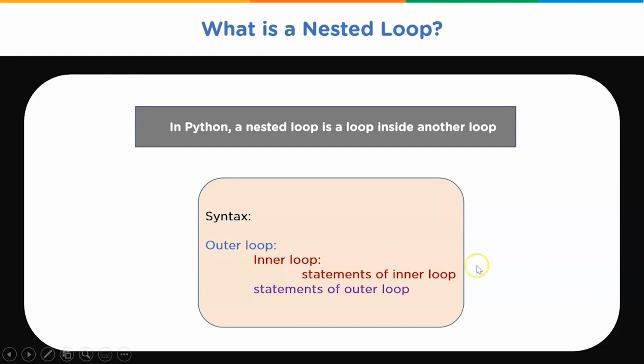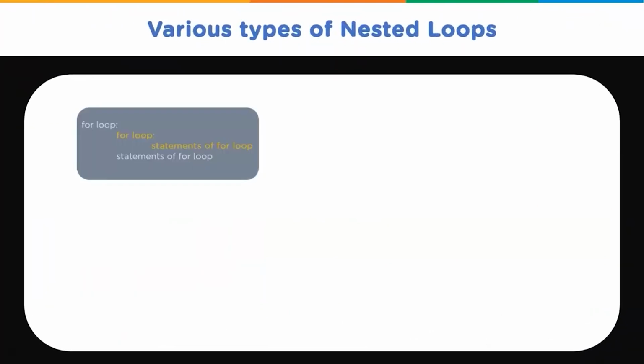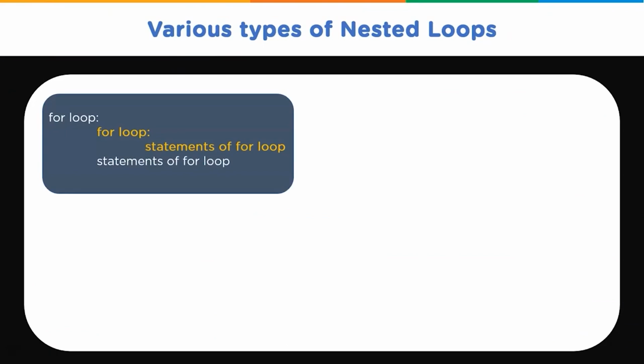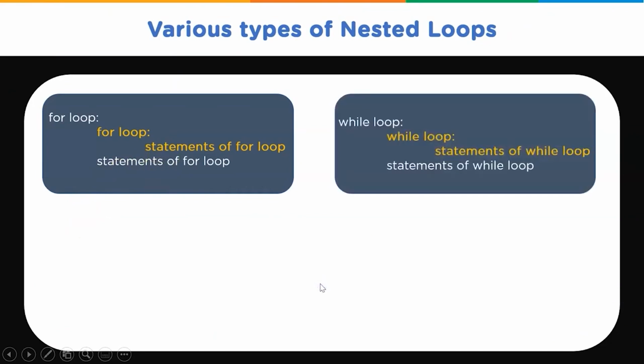Now you can see on your screens the basic syntax of writing a nested loop in Python. You have the outer loop followed by the inner loop and the statements inside the inner loop, and finally you have the statements of the outer loop. The last three lines consist of the body of the outer loop. Now talking about the various ways of writing nested loops in Python, you can write a for loop inside another for loop, or you can have a while loop declared inside another while loop.